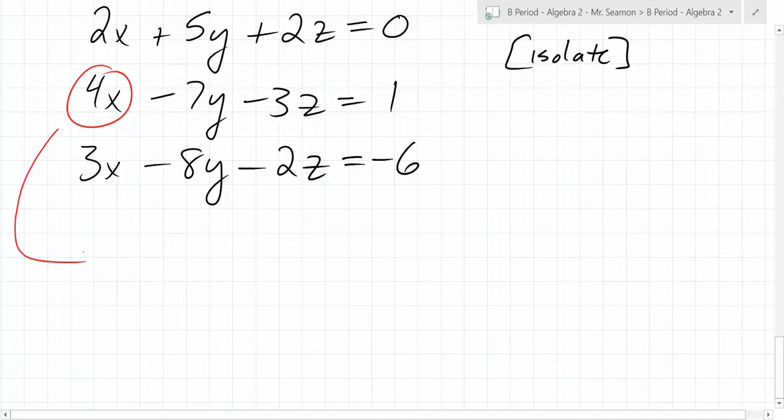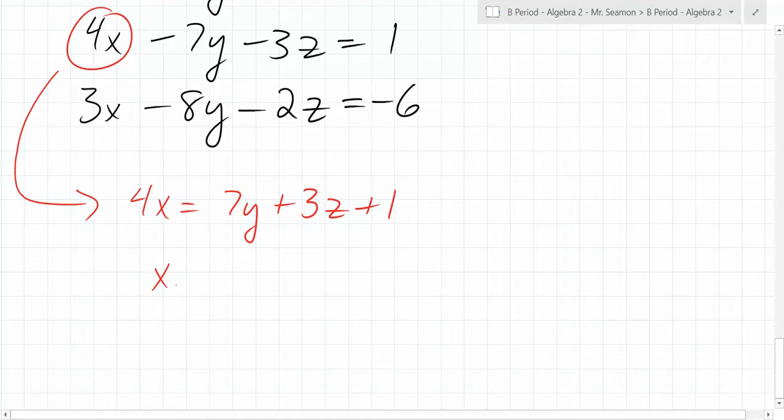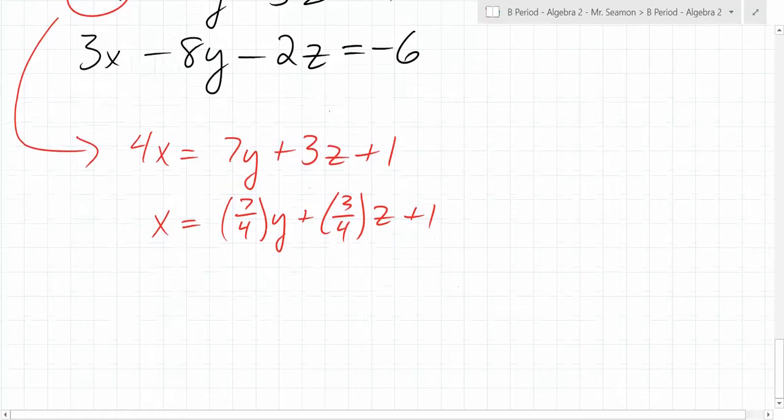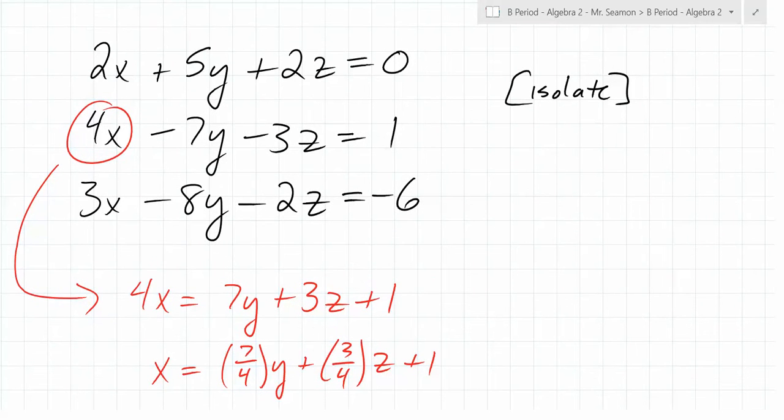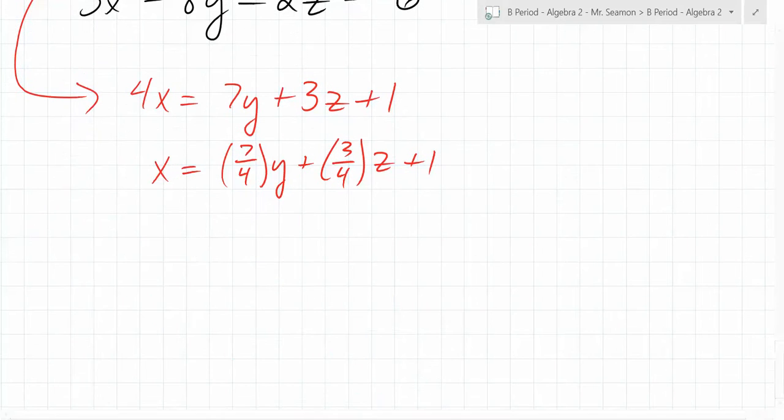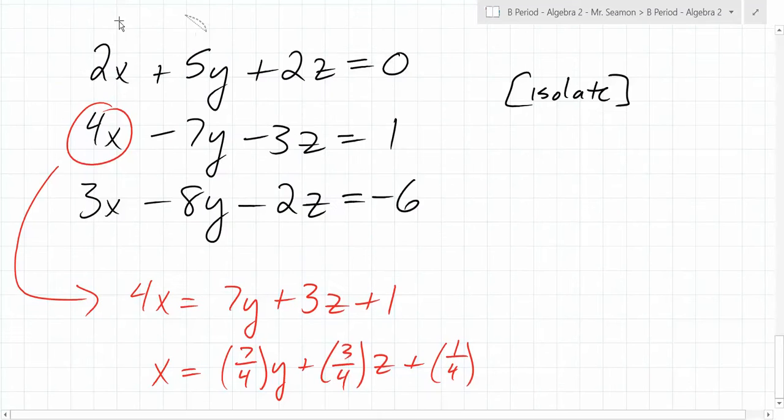So if we isolate on this one, we end up with 4x is equal to 7y plus 3z plus 1. So what does x equal? Do you see how I'm putting parentheses around these? Z plus 1. So now, what do we have to do now? It's not plus 1, it's 1/4. Oh, look at that. Good job. Plus 1/4. Okay. So now we have two different equations we need to plug that into.